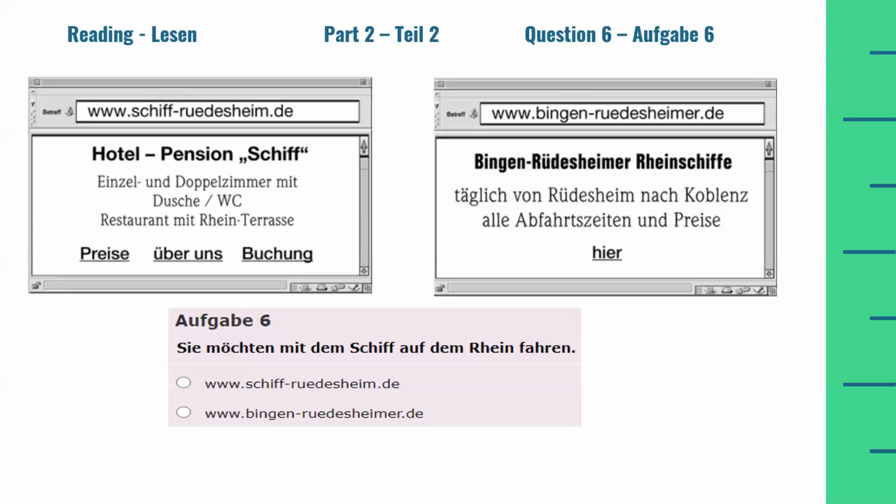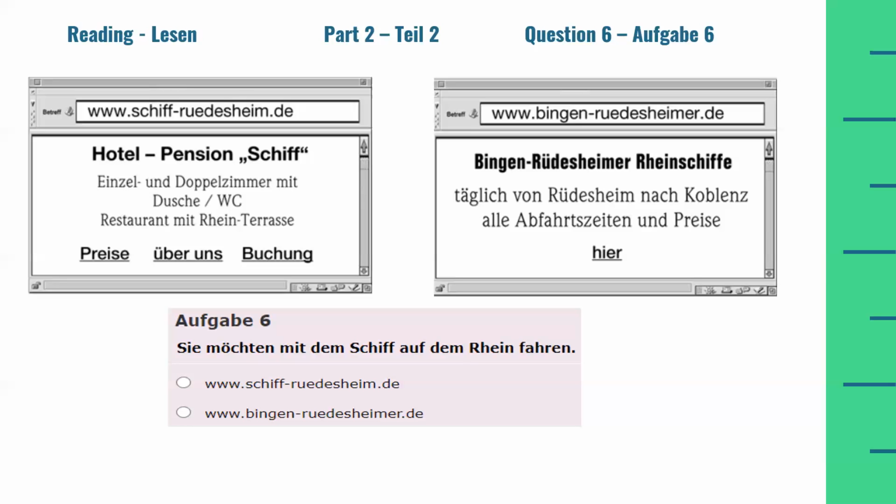Now let's move to the second part of the reading section of A1 exam of Goethe Institute. In the second part, we are given multiple choice questions and we have to tell which of the given option is correct. Let's first read the question. Aufgabe 6. Sie möchten mit dem Schiff auf dem Rhein fahren. You would like to travel on Rhine with ship.